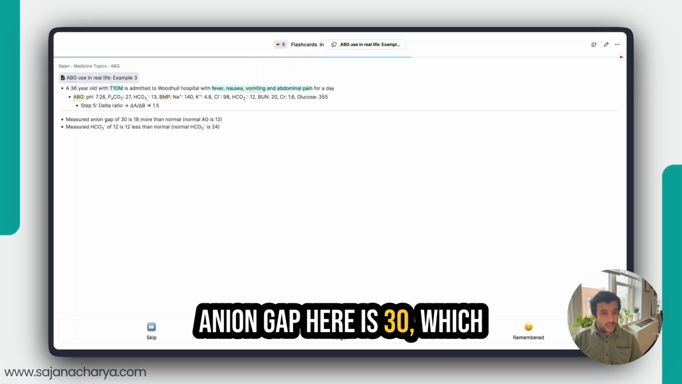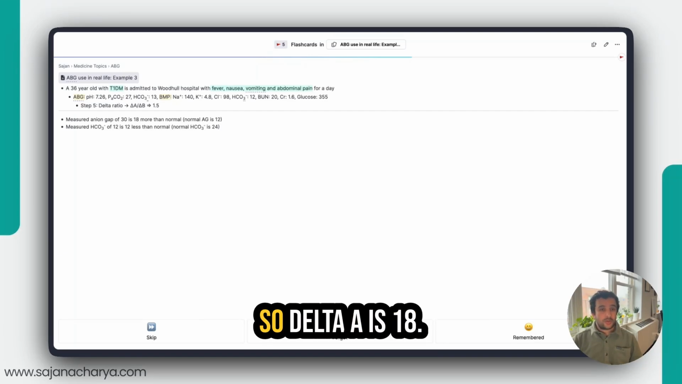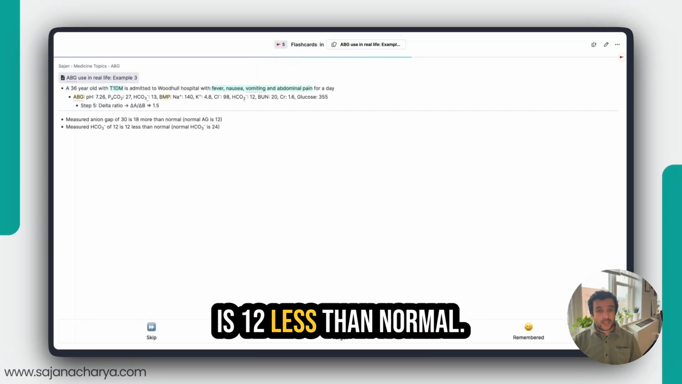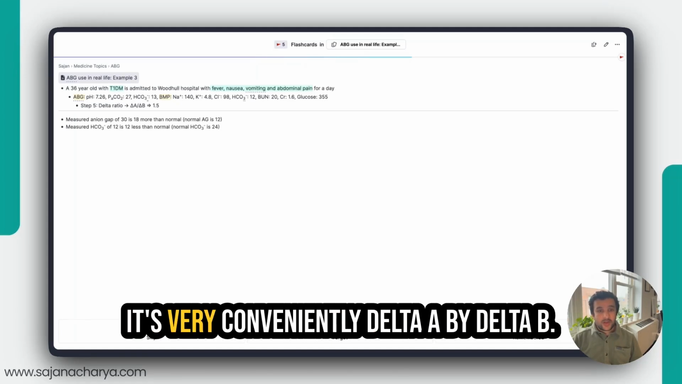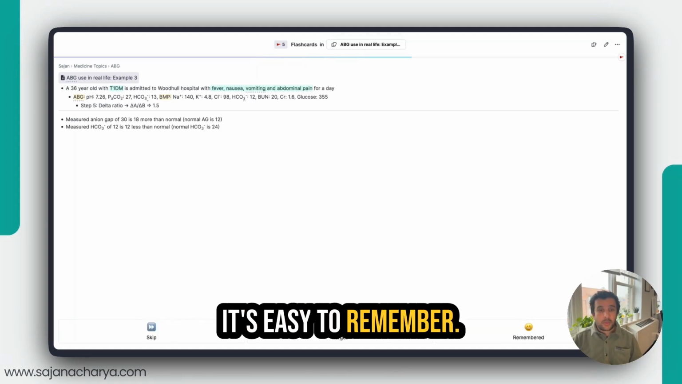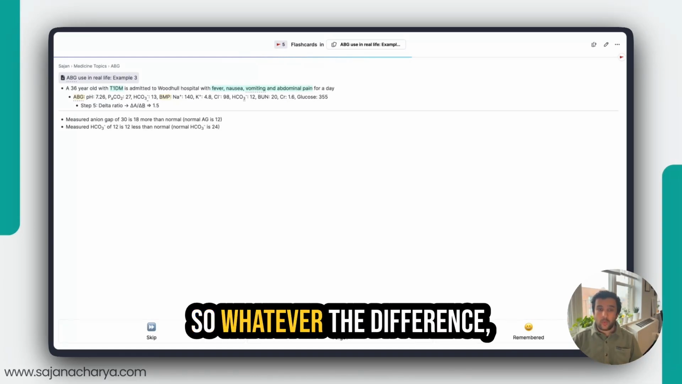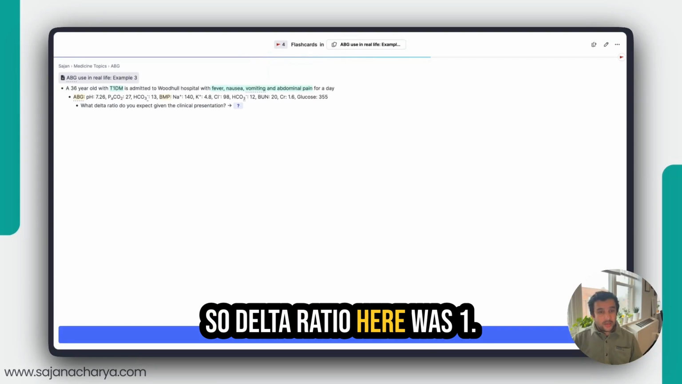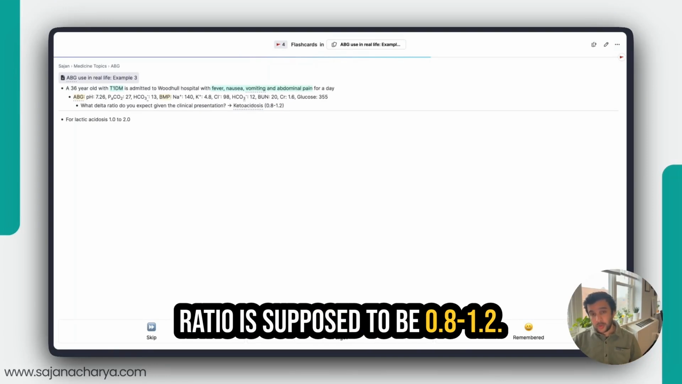Anion gap here is 30, which is 18 more than normal. Normal is 12. So delta A is 18. Bicarb here is 12, which is 12 less than normal. Normal is 24. So delta B is 12. It's very conveniently delta A by delta B. It's easy to remember. And this also translates for me to delta B, B for blame. So whatever the difference, always blame the bicarb. So delta ratio here was 1.5, but for ketoacidosis, delta ratio is supposed to be 0.8 to 1.2.